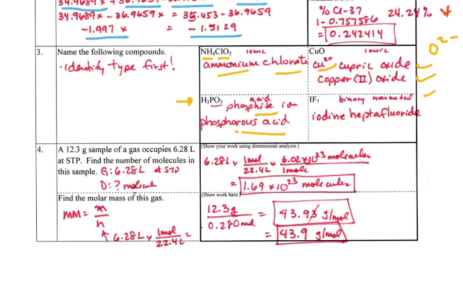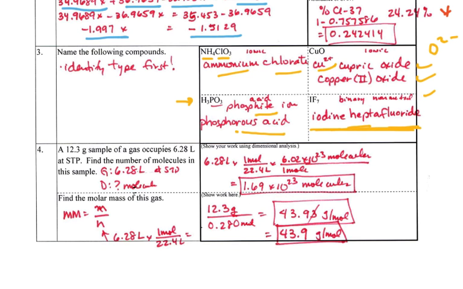Last compound here, it's I and F. They're both nonmetals, so this is a binary nonmetal compound. So it's the name of the first element, iodine, and the second element, we've got to say hepta for 7. Fluoride, remember it always ends in ide. So iodine heptafluoride.